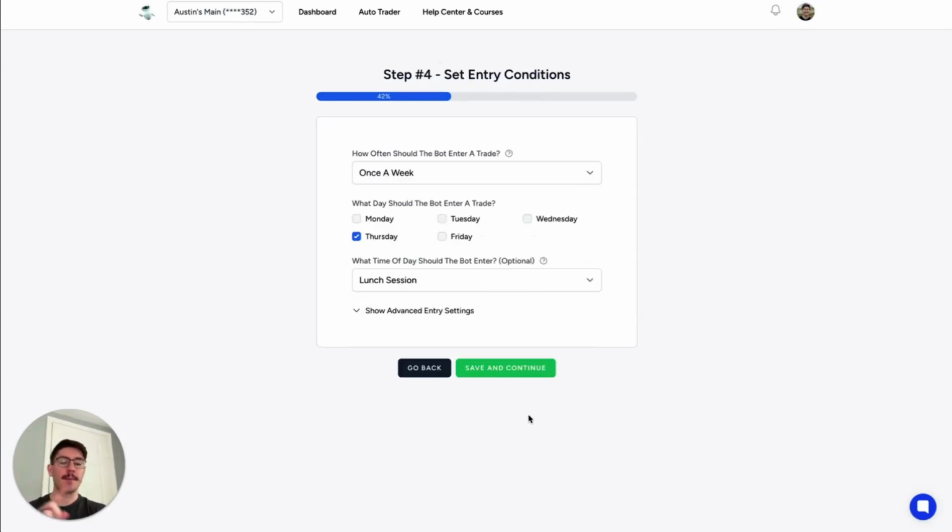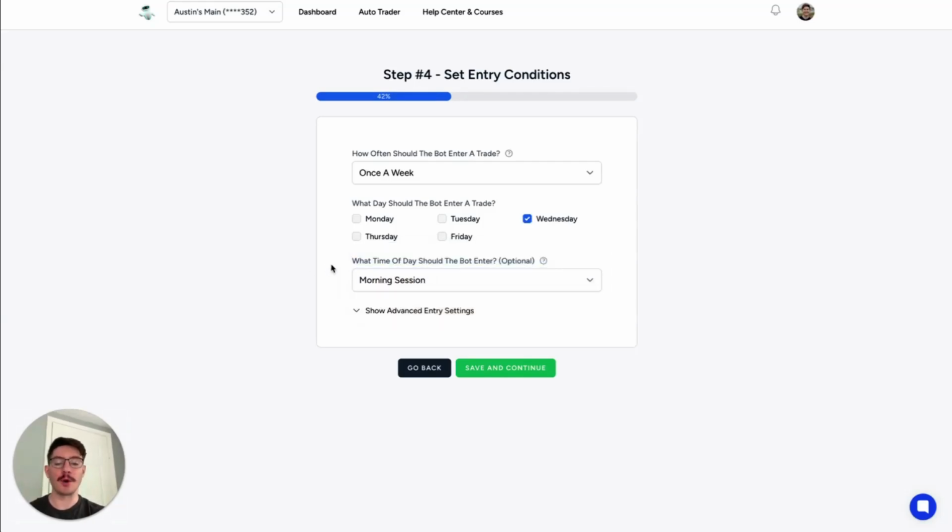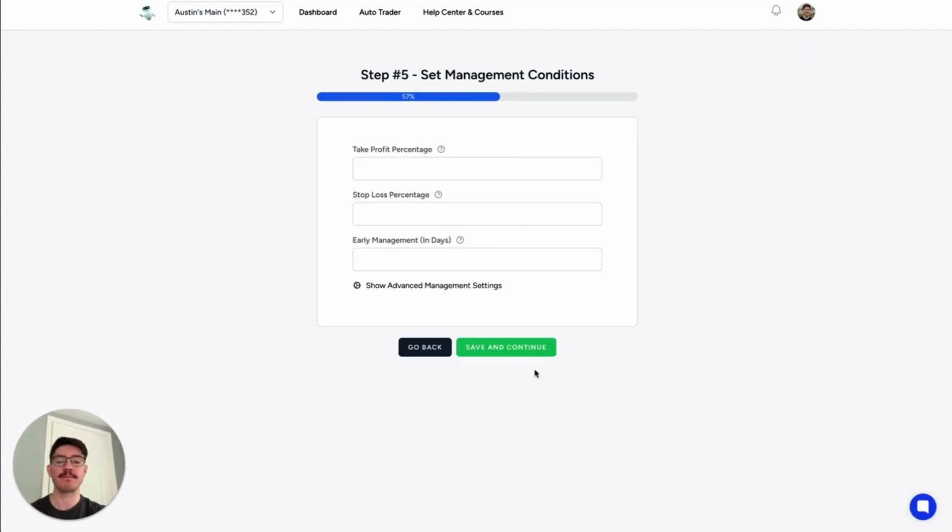Now that I've picked the strategy I want to use, I need to say how often I want this bot to enter that trade. Just to keep it super simple, I'll do it once a week on Wednesday since that's the middle of the week, no particular reason for that. And then I can enter during the morning session. There are a lot more settings I can use if I want to enter based on an indicator, a trend line, or if it's a red day, because entering on red days will give you a higher win rate and profit. But anyways, I'm just going to keep it simple. That's how I want to enter: once a week on Wednesday.